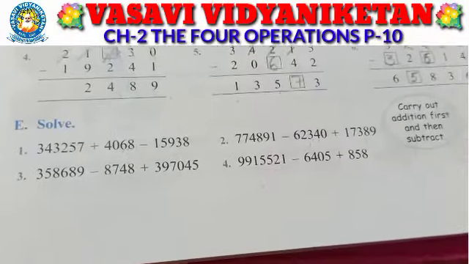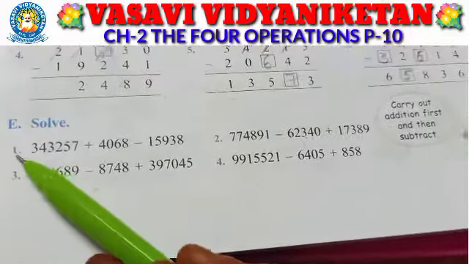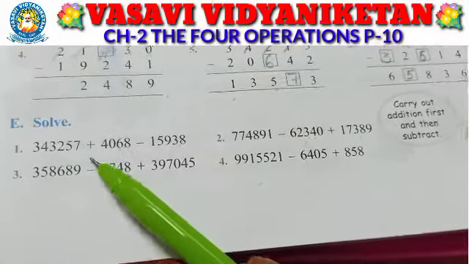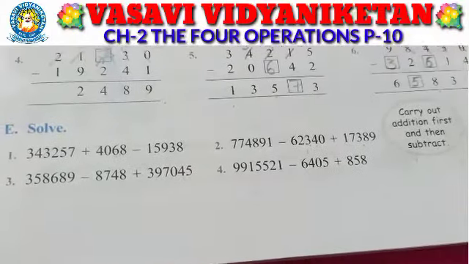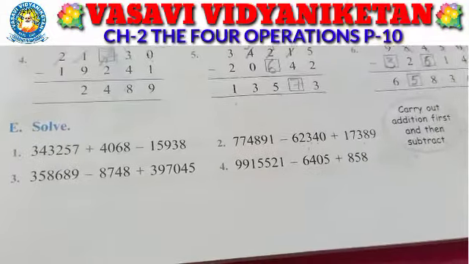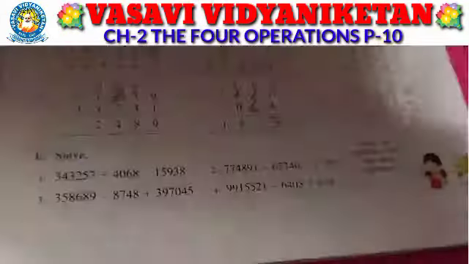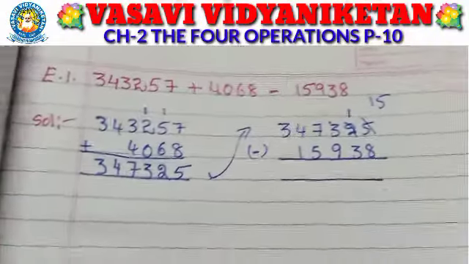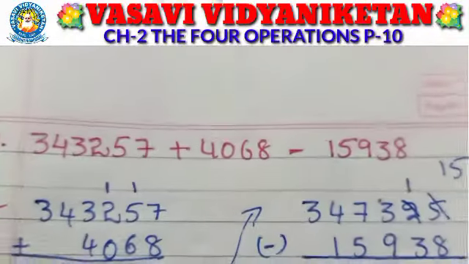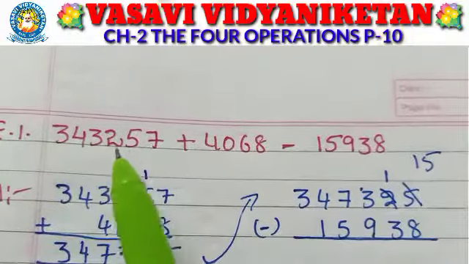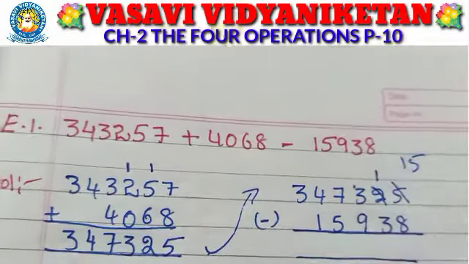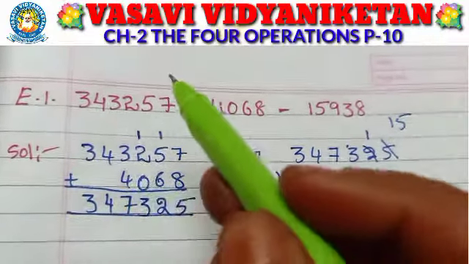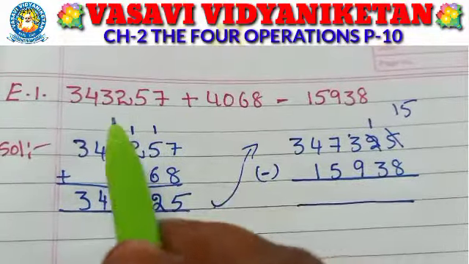See, I show you in my notes. See, first one: 343257 plus 4068 minus 15938. Okay, first what we had to do? Add these two numbers.